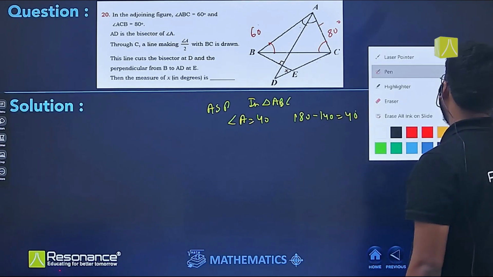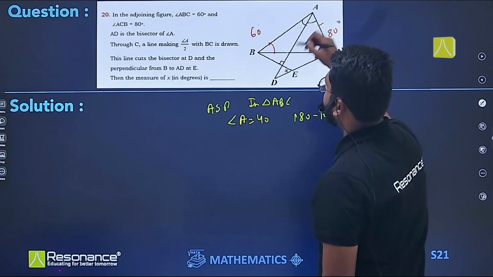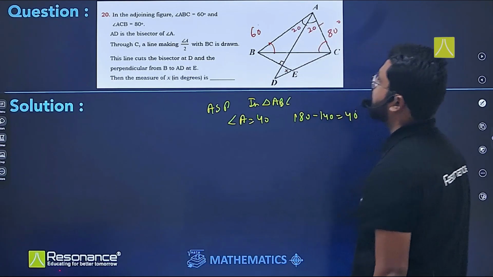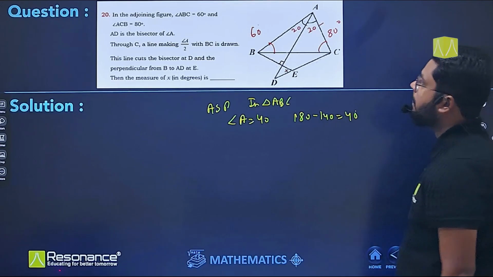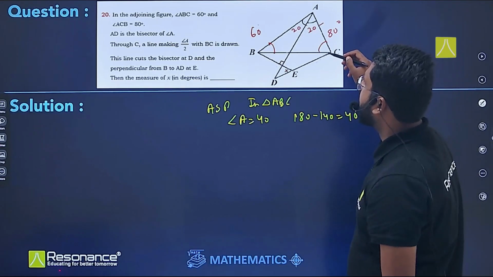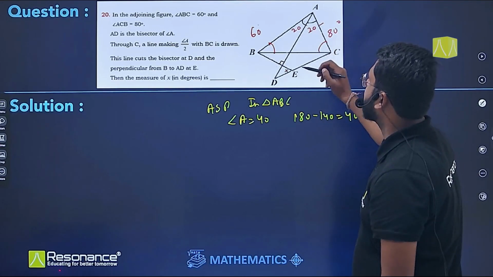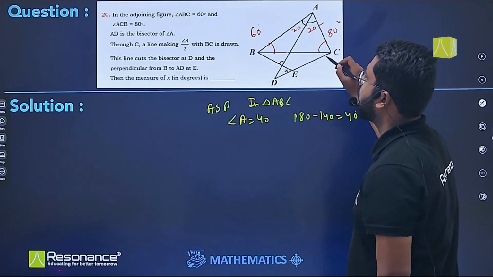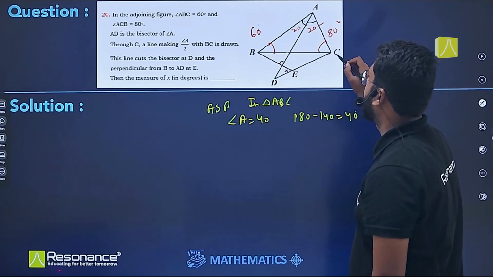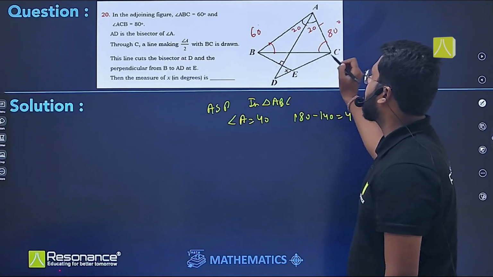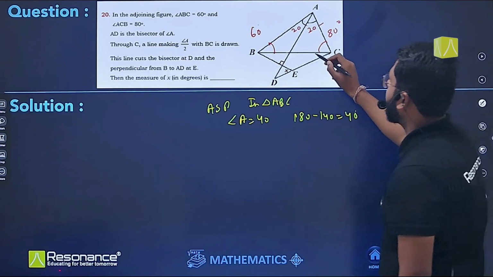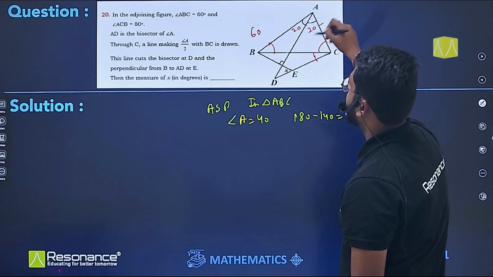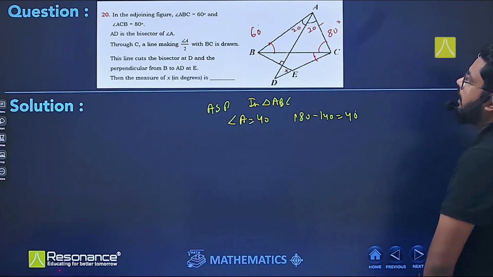Okay, this means if AD is the bisector, then this is 20 and this is also 20, because these two angles are equal to each other. Through C, a line making angle A by 2 with BC is drawn, and the line cuts the bisector at point D. This means this angle is half of angle A, that is A by 2.